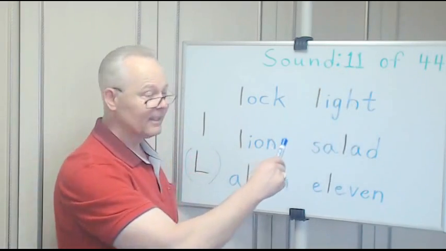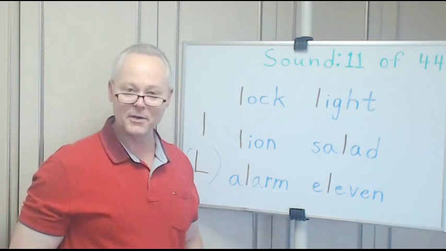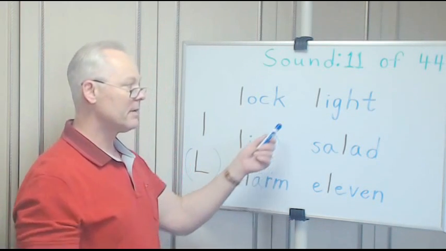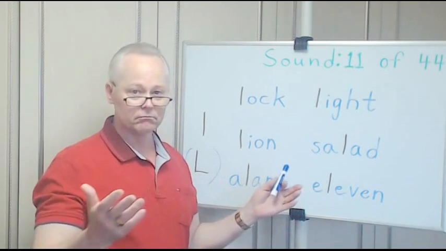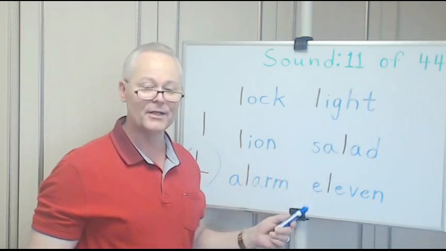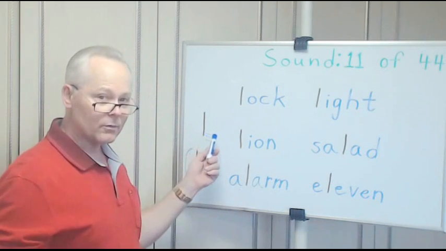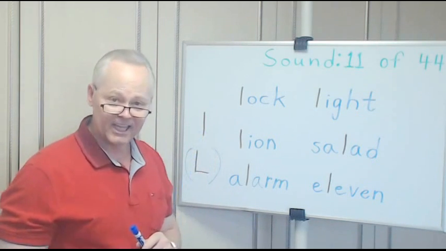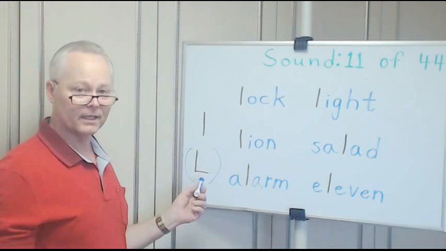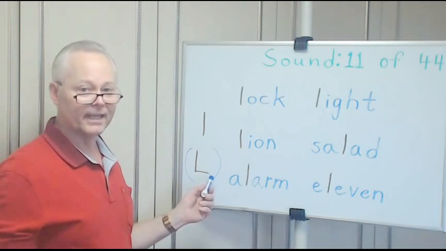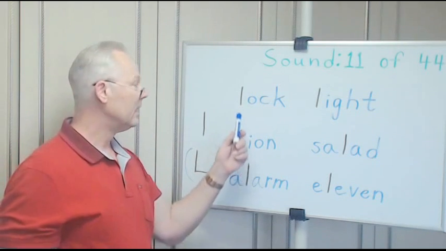Sound 11 of the 44 sounds that we find in American English. Now remember, there is no specific order to these sounds. The number is up there just so you can track them as we go along. The sound we're looking for is made by the letter L. Here's a small L. Now I included a capital L in here just to help you identify it a little better. L. What sound do we have?